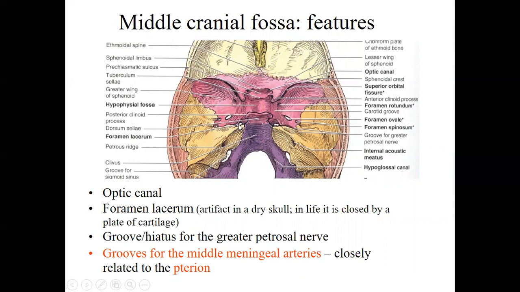The foramen lacerum here. Just to repeat: the optic canal, foramen lacerum, groove for the greater petrosal nerve, and groove for the middle meningeal artery, which is not shown here.